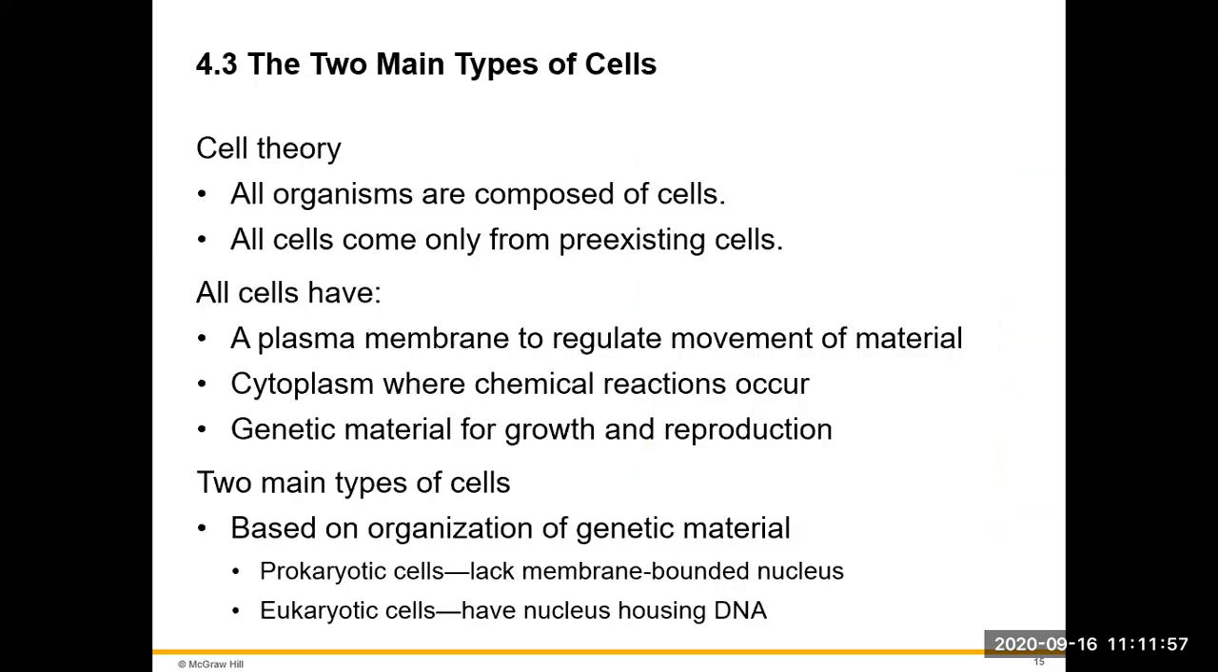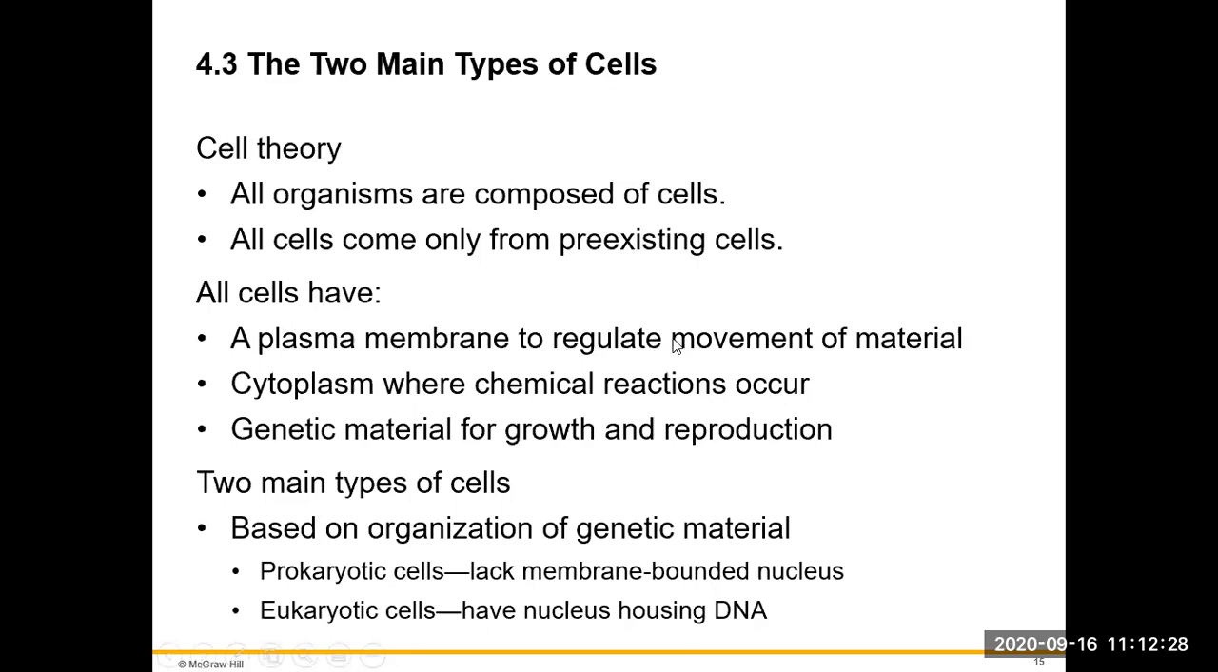There are two main types of cells, and there is a cell theory that differentiates between these types of cells. According to the cell theory, all organisms are composed of cells, and cells come only from pre-existing cells. You cannot get a cell without any pre-existing cell. We cannot get a human being without the egg and sperm.